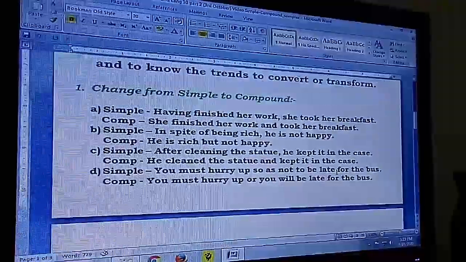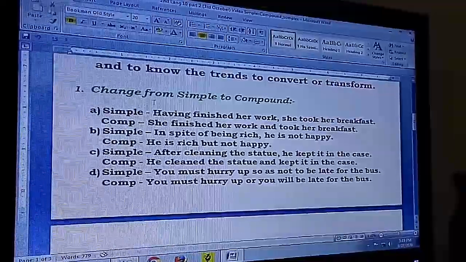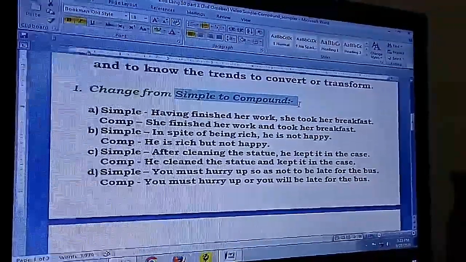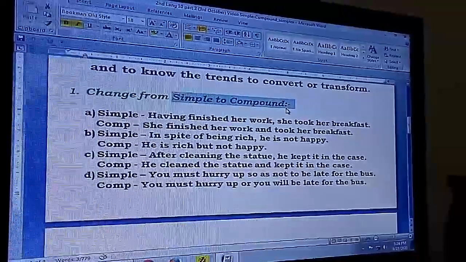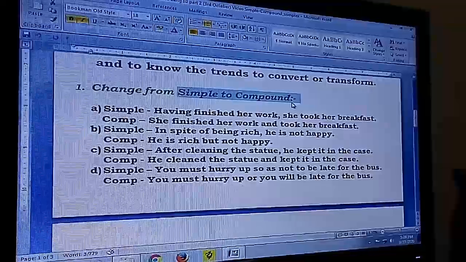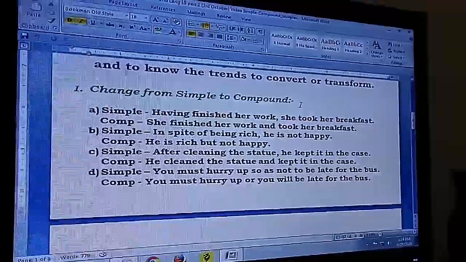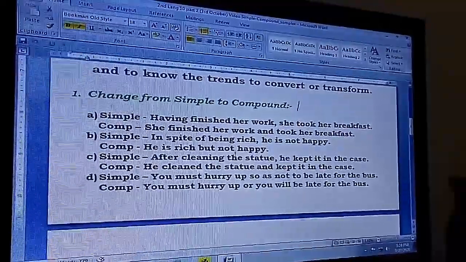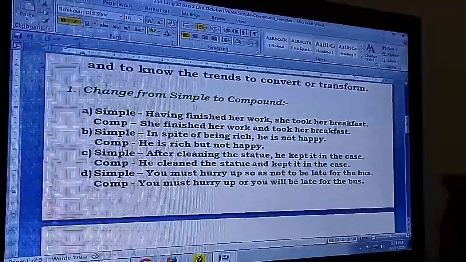So let's scientifically, grammatically make the change from simple sentence to compound sentence. Once again, in the exam paper, you will not be asked to change, like, make from simple to compound sentence, or change to simple sentence, change to complex sentence. They will not ask you. But you may ask me why you should know this. You have to know this because these are the forms of sentences. If you know them, then you can change.